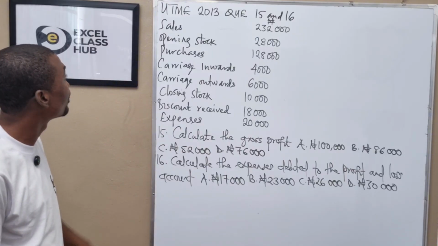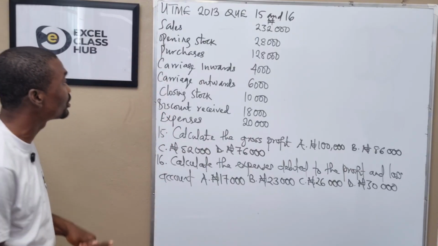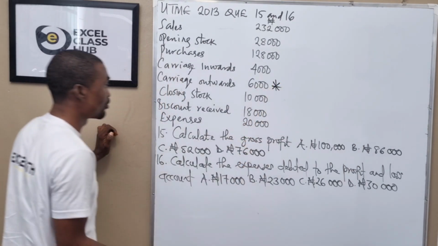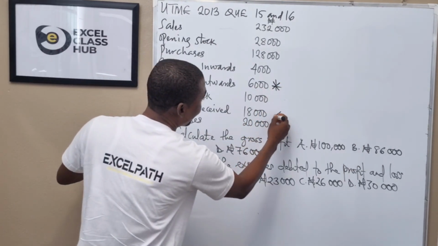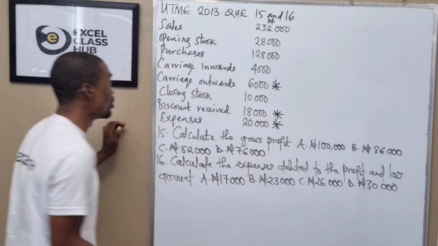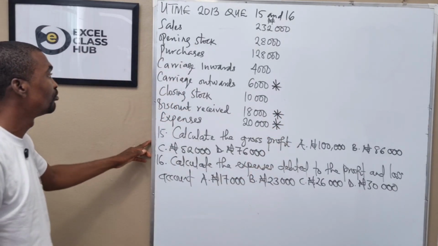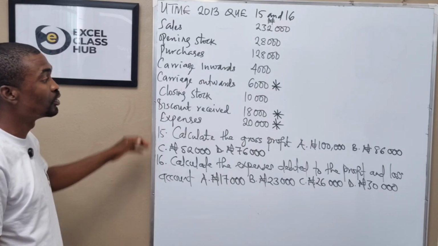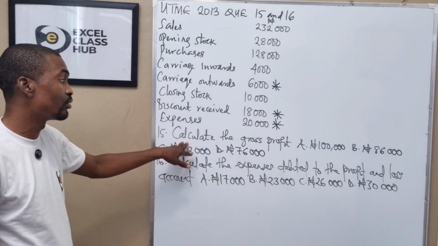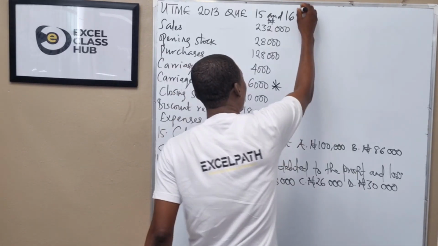Gross profit. Now, in all these details you are given, please take note that we are not going to touch carriage outwards, as well as discount received, as well as expenses, because these three items are found in the profit and loss account. So let's solve straight away. Gross profit. What's the formula for gross profit?